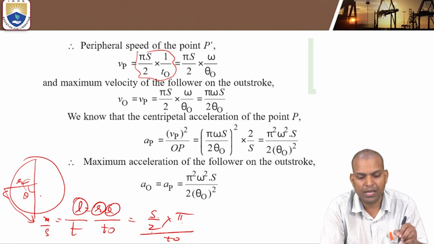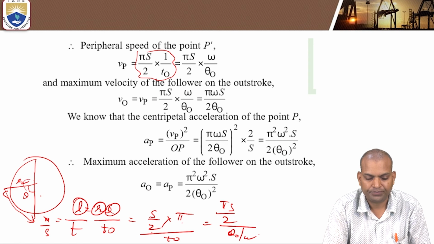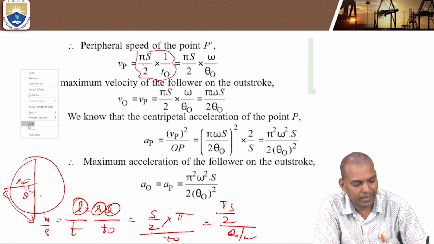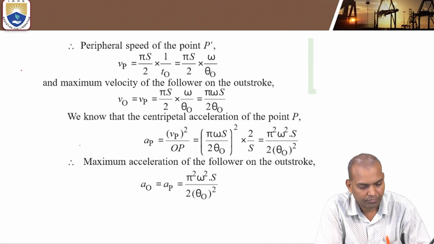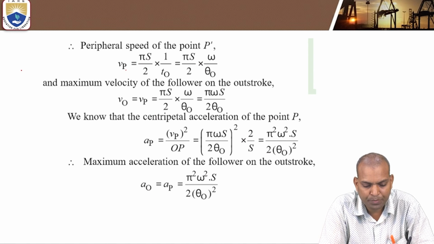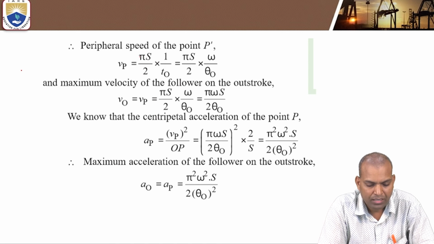What is the t naught here? Time taken. Substitute here pi s by 2 by t naught, that is theta naught by omega. That is the concept. So this is the 6th class mathematics, 6th standard mathematics, where length of arc equal to r times theta, in radians. Now from that, Vp equal to L by time, meters per second. What is L? L is pi by 2 times pi into s by 2 times by t naught.